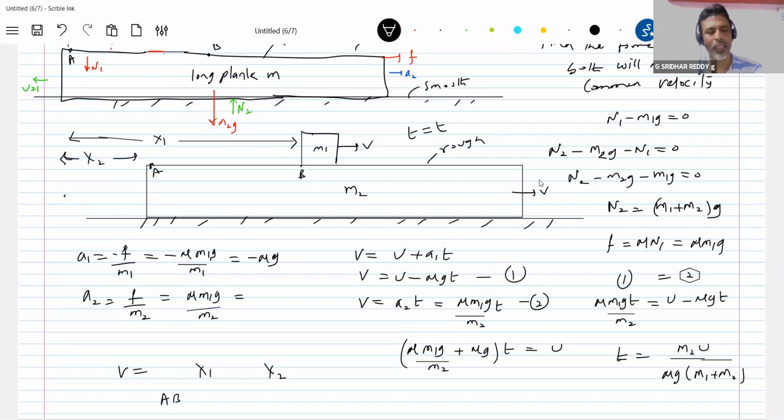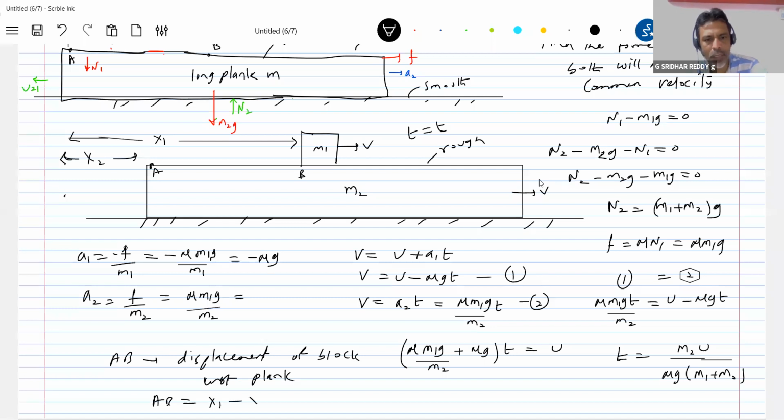What is AB? Displacement of the block with respect to the plank. So let me write. AB is the displacement of the block with respect to the plank, so that is x1 minus x2 from the diagram. That is AB, no? So AB is equal to x1 minus x2. How to calculate x1? X1 should be equal to ut minus a1 t square by 2. What about x2? A2 t square by 2. Do the calculation later on. I'm just giving the basic idea.